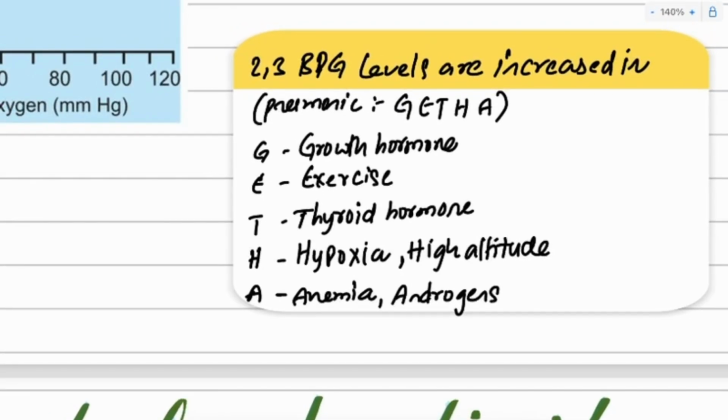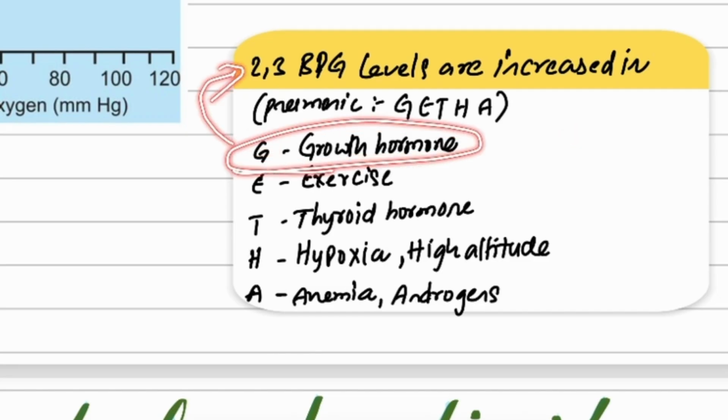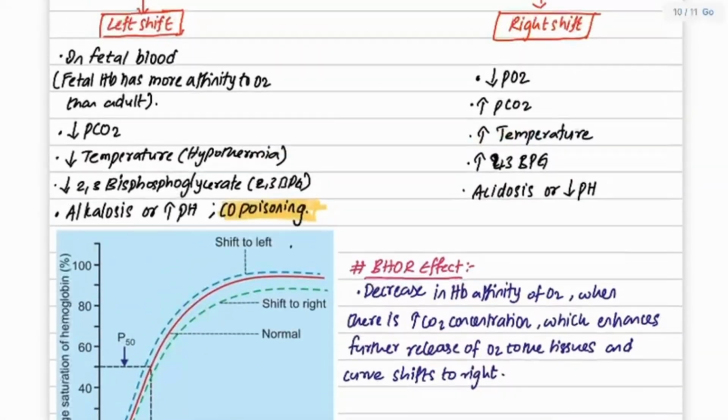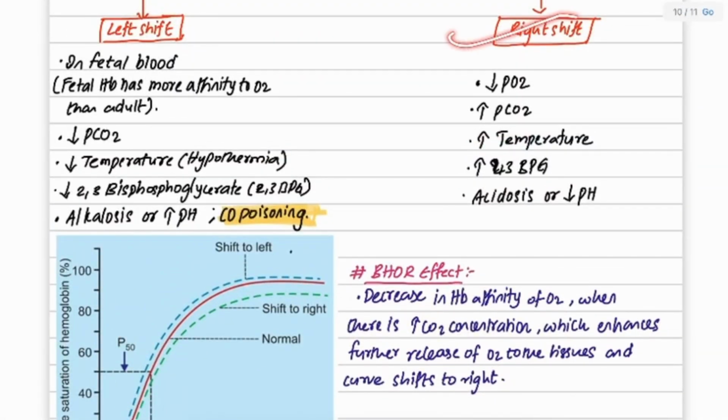Now the question they will be asking: what will be the effect of growth hormone on the oxygen dissociation curve? What will be the answer? Either it is right shift or left shift. Growth hormone increases the levels of 2,3 BPG. When 2,3 BPG levels are increased, there will obviously be a right shift. You need to think like this.